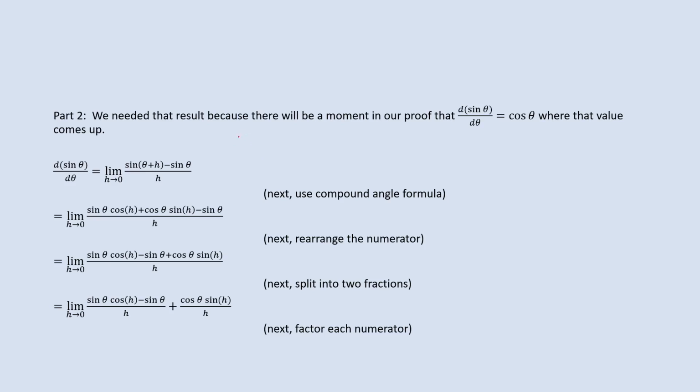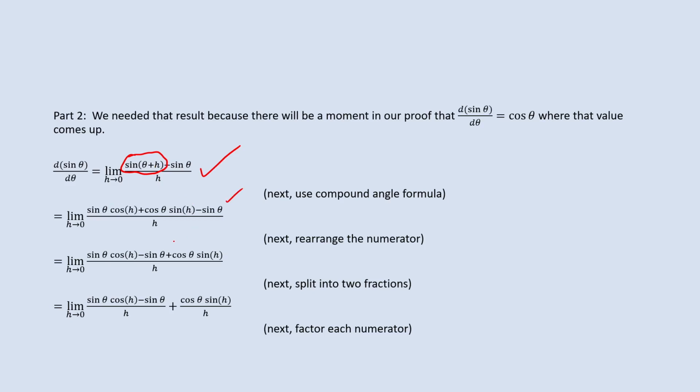Well, let's start by just simply using the definition of a derivative. The derivative of sine theta with respect to theta is the limit as h goes to 0 of sine of theta plus h minus sine theta, over h. Now remember our compound angle formulas. The sine of theta plus h is sine theta cos h plus cos theta sine h.